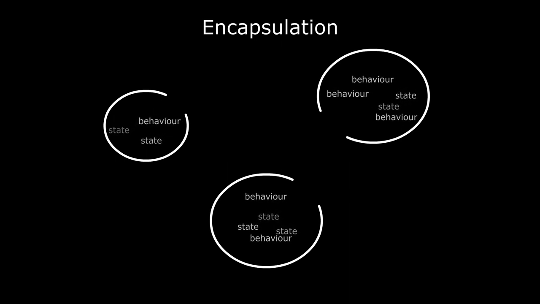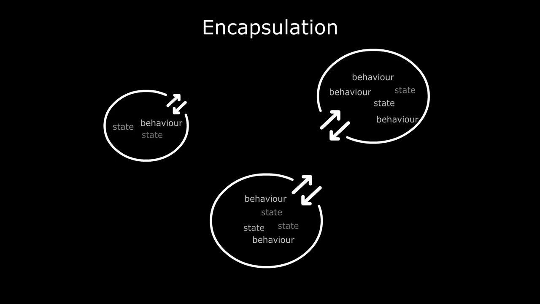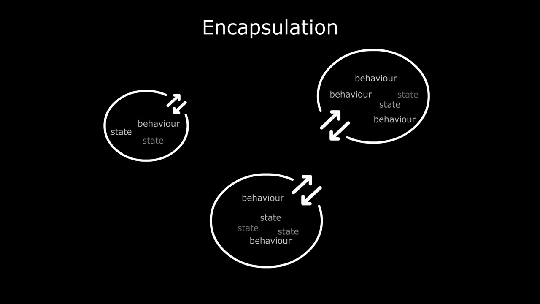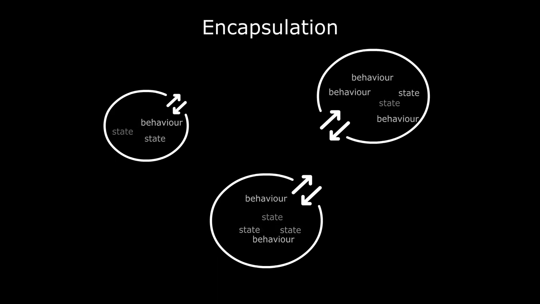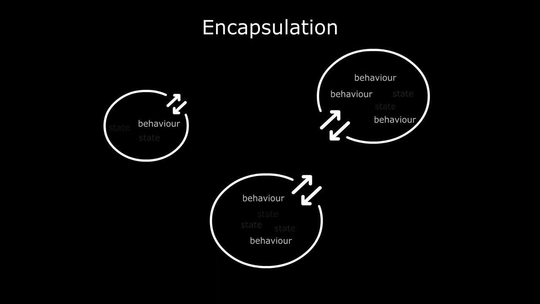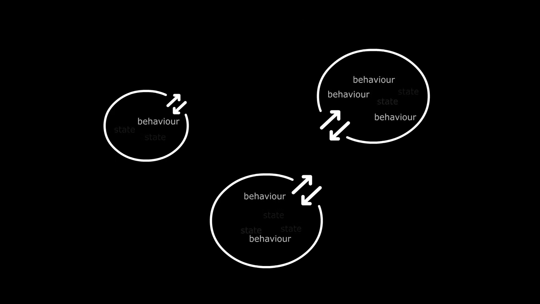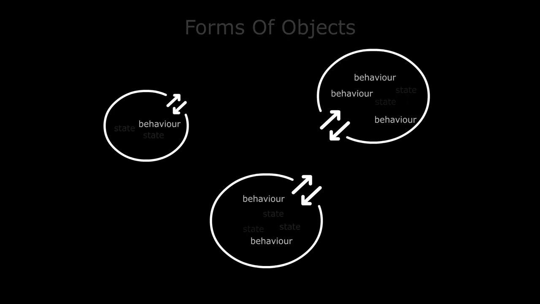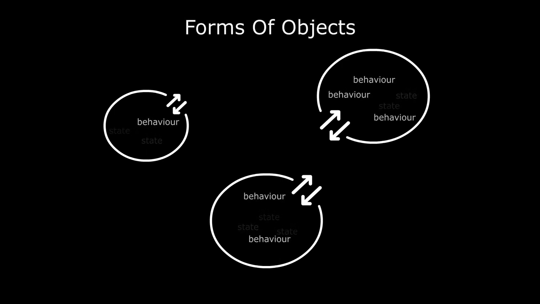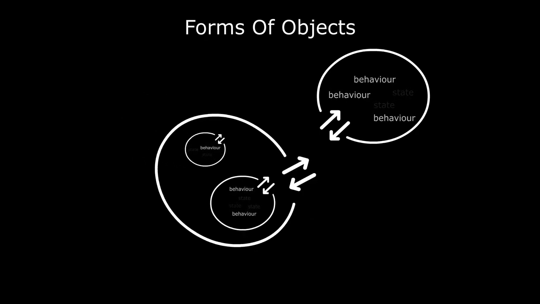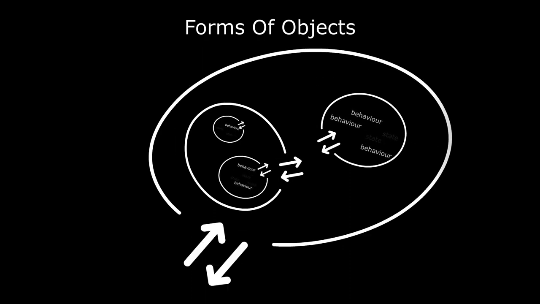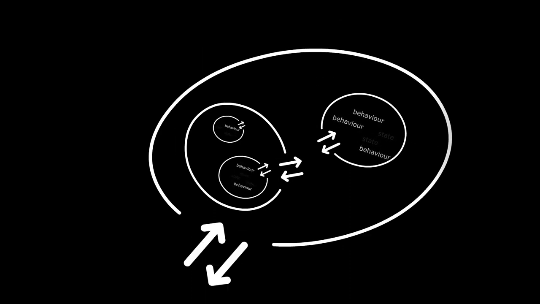For each capsule, we define a minimum viable interface. The encapsulation serves the purpose of defining usable units that hide their internals, which are irrelevant to the outside world. We are defining objects, behavioral capsules that interact with each other at runtime. So a function is a form of an object. An instance is a form of an object. A module is a form of an object. And even a microservice is a form of an object.